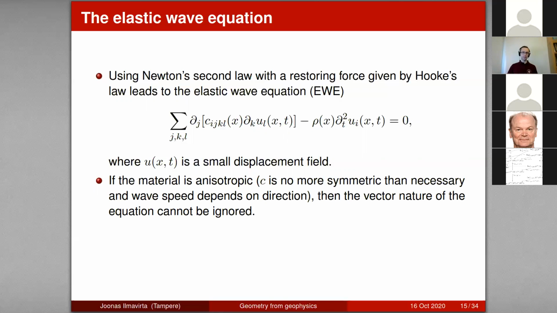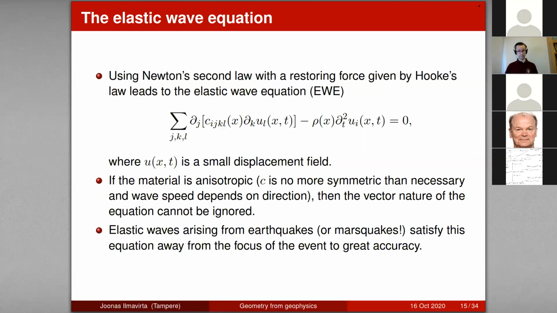If the material is anisotropic, so the stiffness tensor C has no more symmetries than is necessary, then you cannot ignore the vector nature of this equation. There are scalar wave equations, but they are only valid if the material has a lot of symmetries. Otherwise, you have to play with actual vector-valued things. And elastic waves that arise from earthquakes or marsquakes or any kind of quakes you might want to study, they do satisfy this equation pretty well.